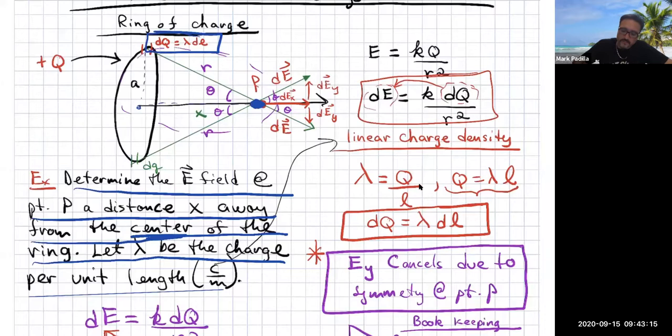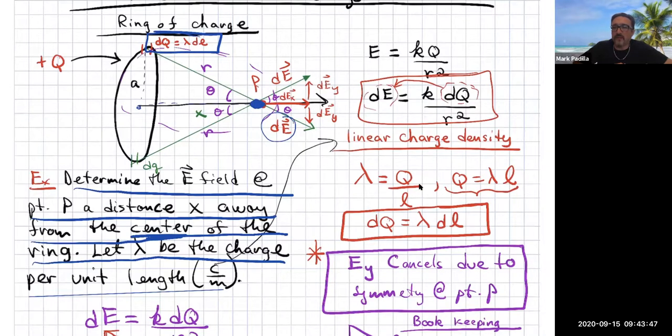I propagate that dQ. I know that dQ has a dE at that point. That's why I write dE. That dE forms an angle, and I look at the components of that dE. There's a dEx and a dEy. So right away when I write that, I see that the dEy's cancel due to symmetry. It forms like this little cone of dE's all the way around it.